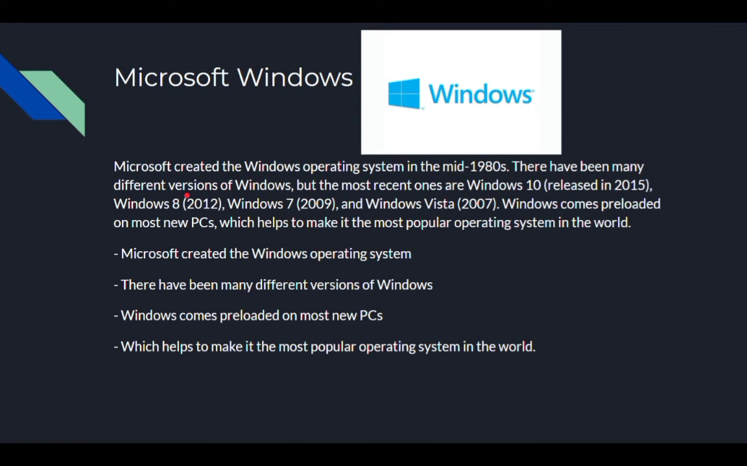Now, we're gonna go on Microsoft Windows. Microsoft created the Windows operating system in the mid-1980s. There have been many different versions of Windows, but the most recent ones are Windows 10 released in 2015, Windows 8 in 2012, Windows 7 in 2009, and Windows Vista in 2007. Windows comes preloaded on most new PCs, which helps to make it the most popular operating system in the world.